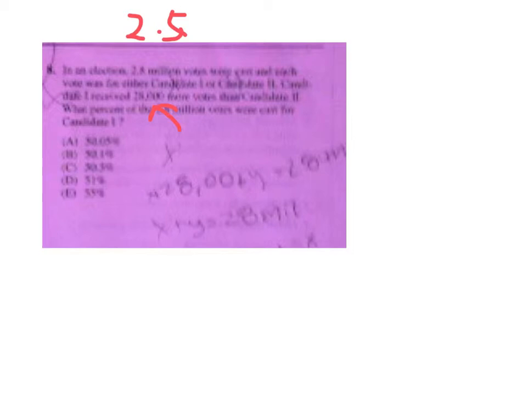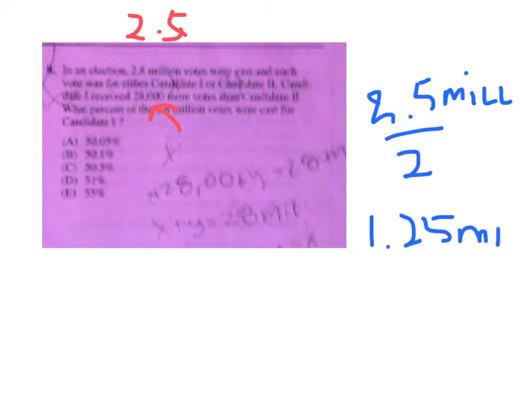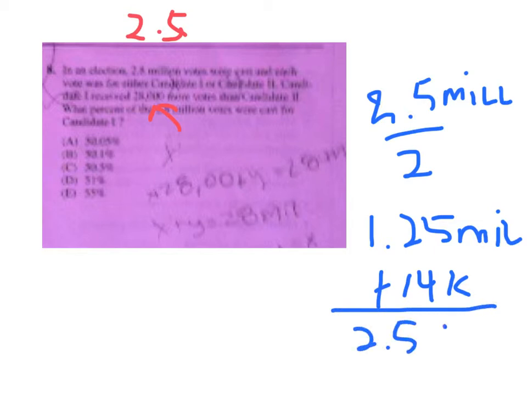But if you have 2.5 mil, what I would do is divide that by 2 first. Get 1.25 mil. That's what it would be if everyone tied, obviously. Now one of them got 28,000 more than the other. That means one person got half that. They would get 14,000 more. The other person will get 14,000 less then, because obviously the same person can't vote twice. So then if you add that up and then divide by the total 2.5 million, you should get your answer.